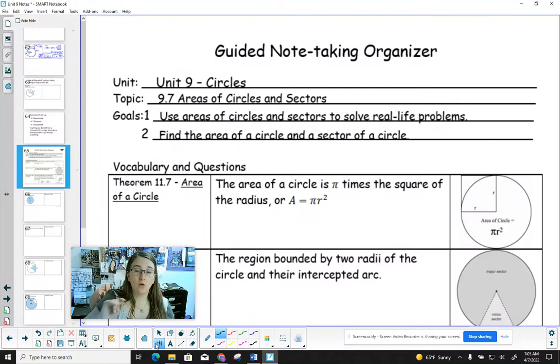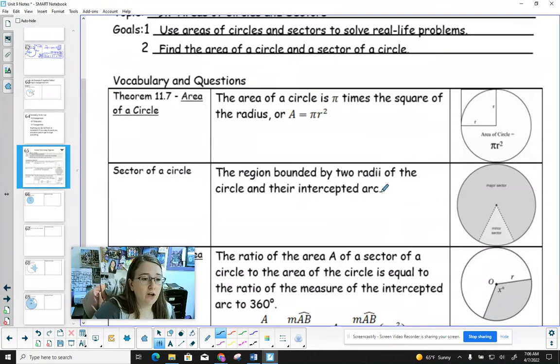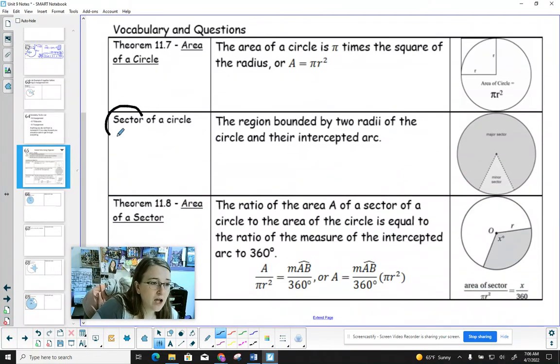Now, in the same way that we dealt with arc length, which was a portion of the circumference, just like a little piece of the circumference, we're going to be dealing also with what's called a sector. A sector is a pizza slice. In the same way that you can have a minor arc and a major arc, you can have a minor sector, a normal looking pizza slice, or you could have a major sector, the rest of the pizza. So that kind of idea applies as well.